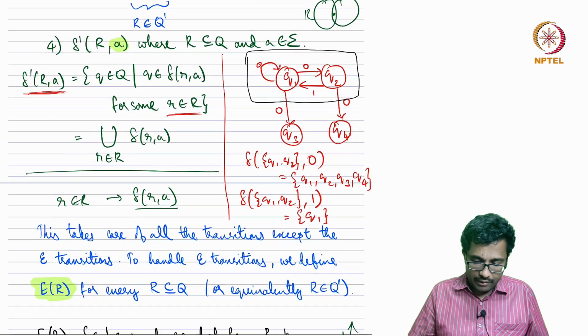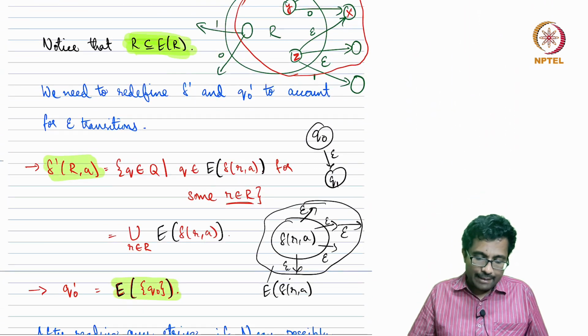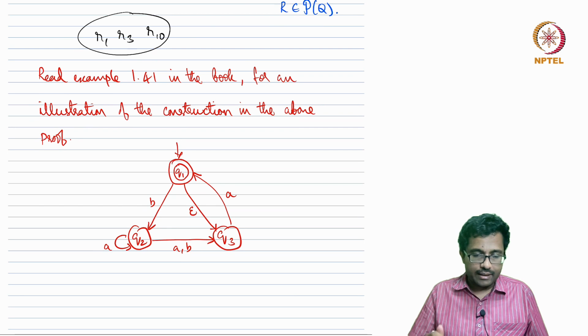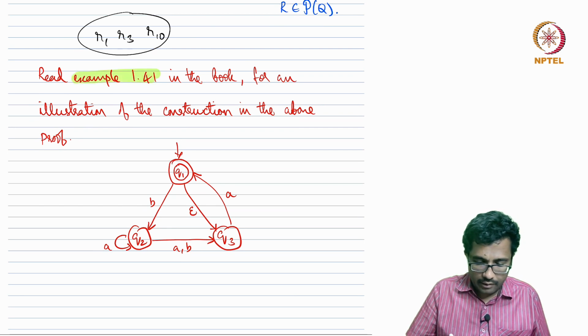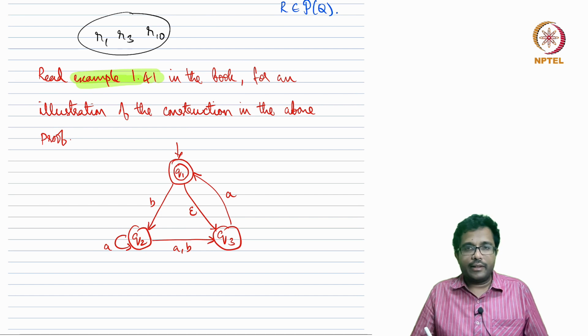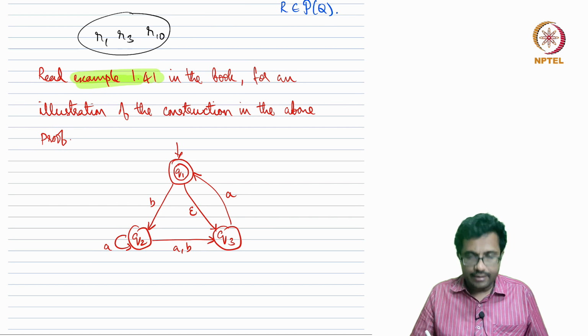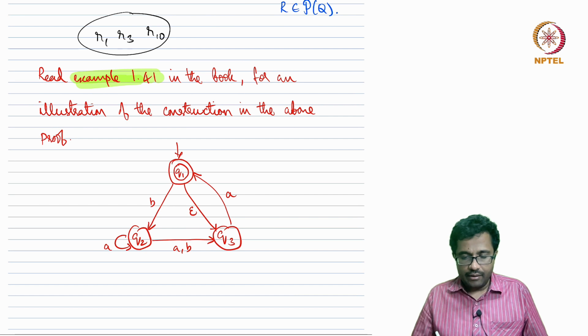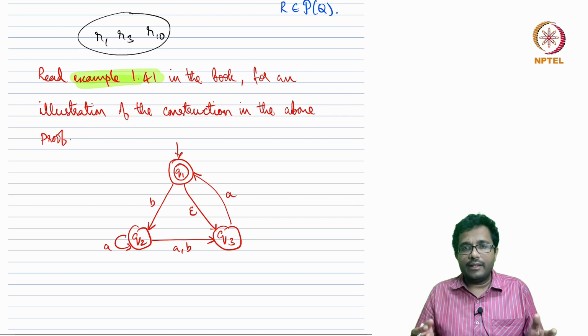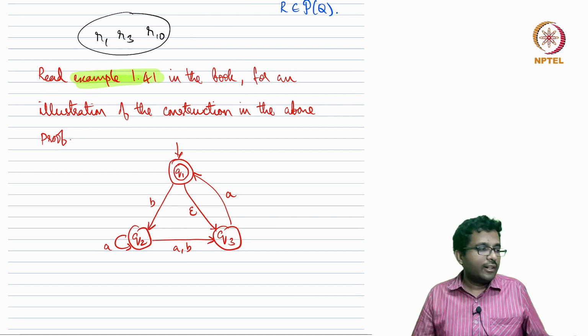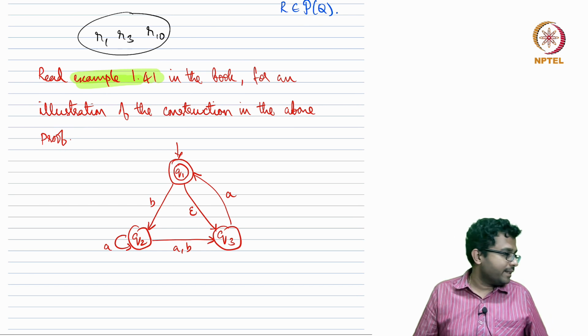Maybe one thing you can do is look at the example in the book, example 1.41. The automaton I have written below contains 3 states Q1, Q2, Q3. Q1 is the starting state as well as the lone accepting state, and the alphabet is just A and B, and there is an empty transition as well. In the Sipser book, they construct an equivalent DFA, which as you would expect contains 2 to the power 3, which is 8 states.